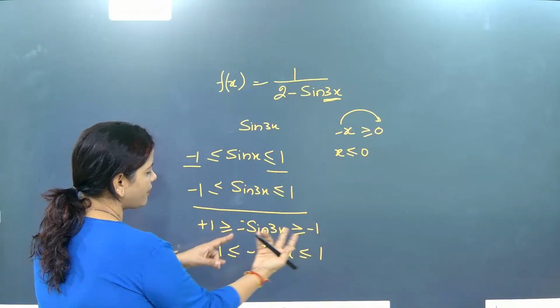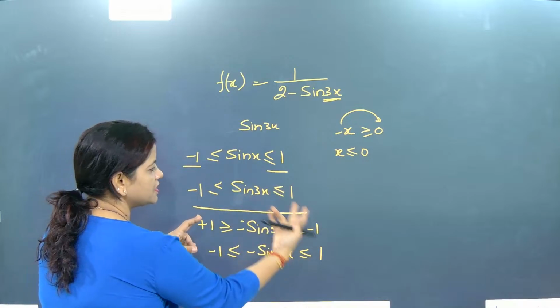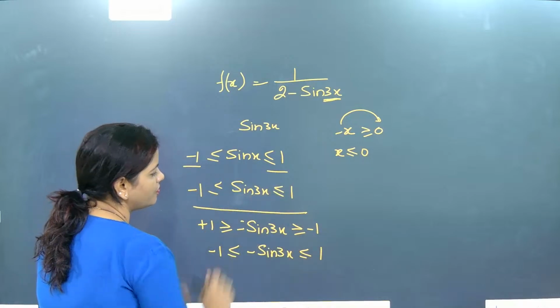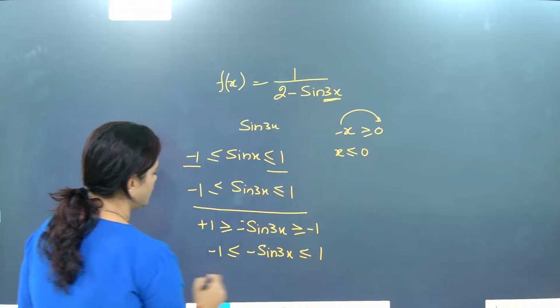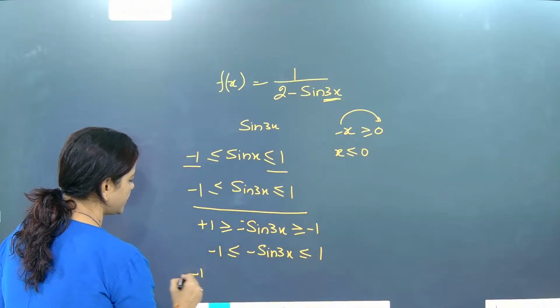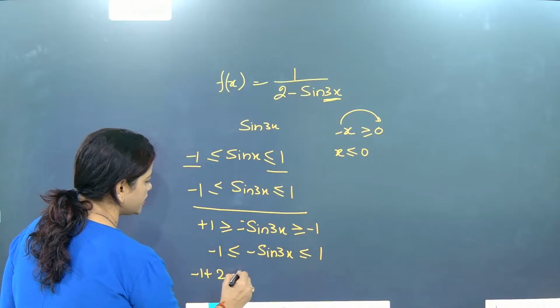But the moment minus is there, minus will become plus, plus will become minus, and the change of trigonometric inequalities will happen. Now here what is there? 2. So I will apply 2 on both sides. I will add 2 on both sides.